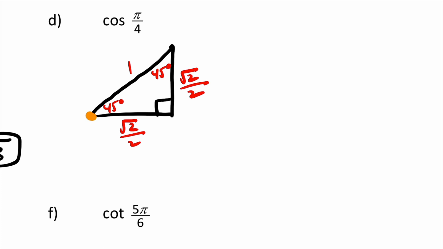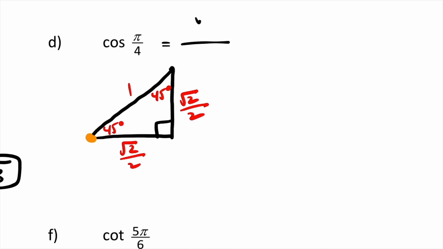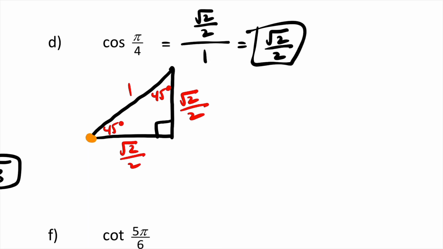Okay, done? Okay, cosine. Cosine is adjacent over hypotenuse. So adjacent to the dot is going to be the square root of 2 over 2. Hypotenuse is 1. Since you're dividing by 1, it stays the same.